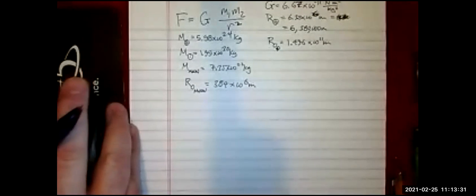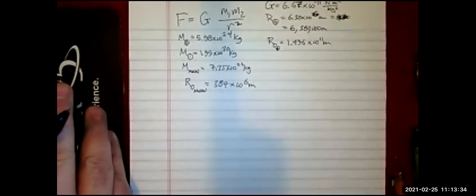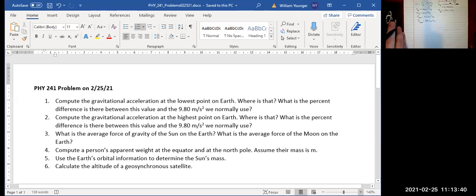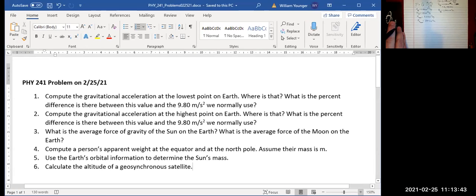And let me share my screen with you so you can see the problems that I'm working first. So I've got that zoomed in at about 140%. That's pretty good. There you go. Make it a little higher.